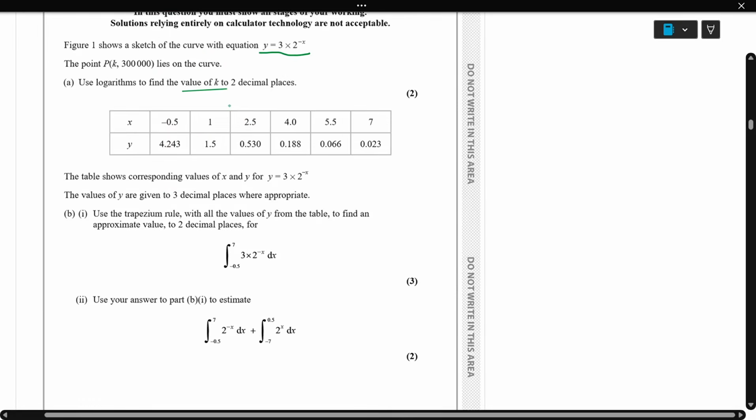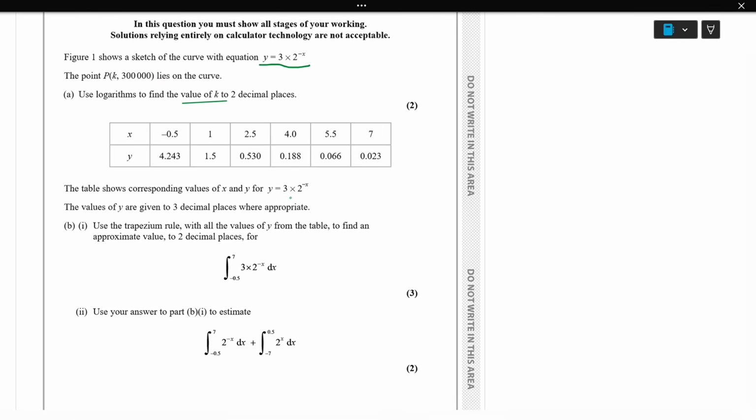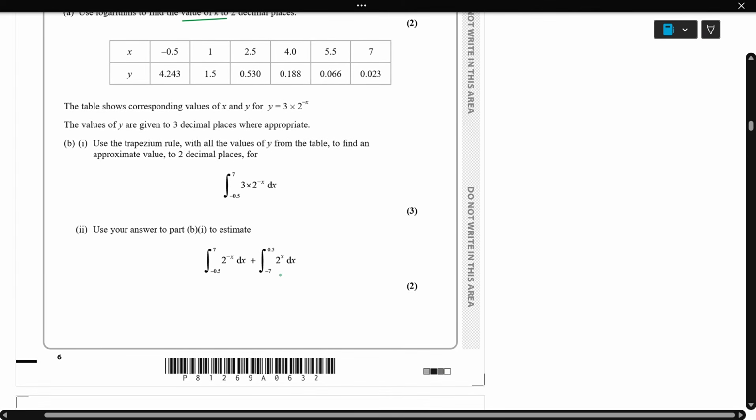Okay, let's go for the second part. There is a table given with the values of the same equation, which is y equal to 3 times 2 power minus x. The values of y are given to 3 decimal places. Use the trapezium rule to find this value. The final answer should be 2 decimal places. We need to find the integral from minus 0.5 to 7.